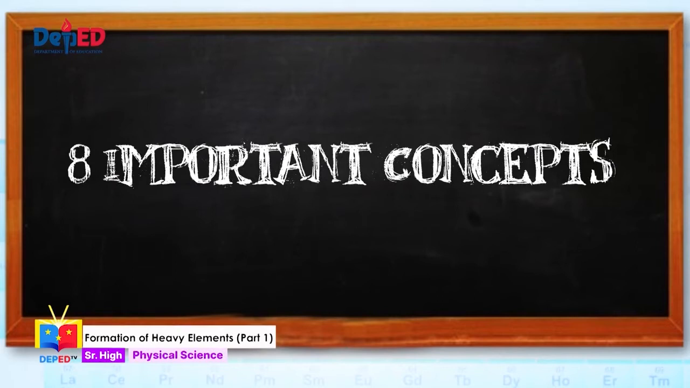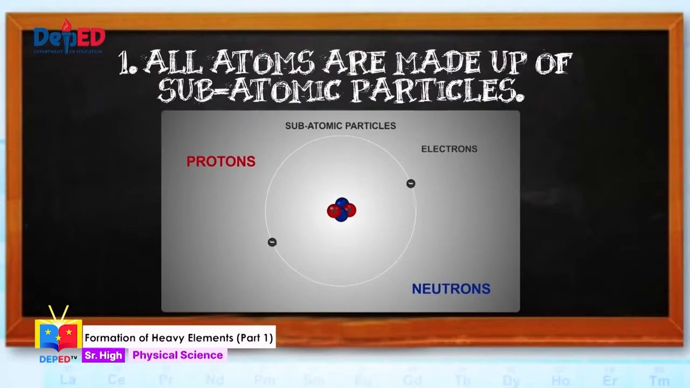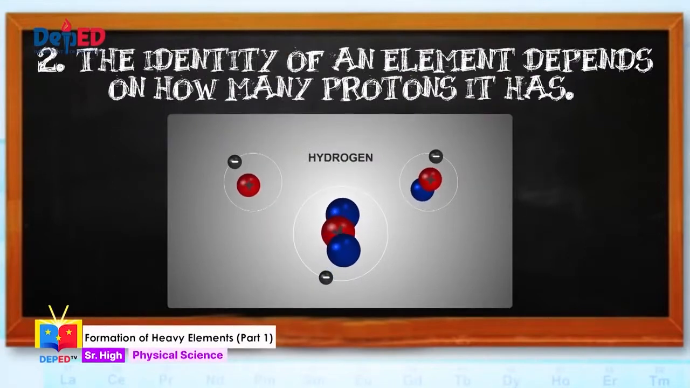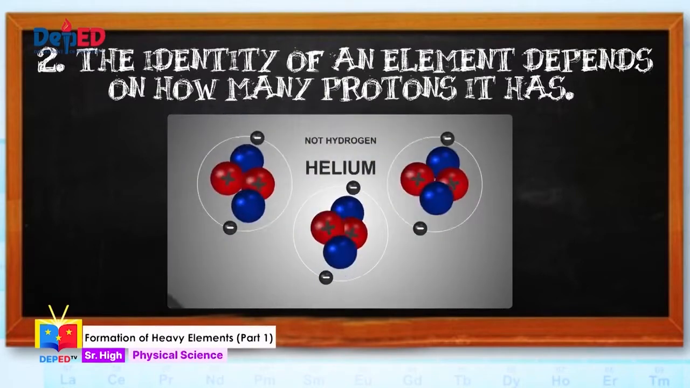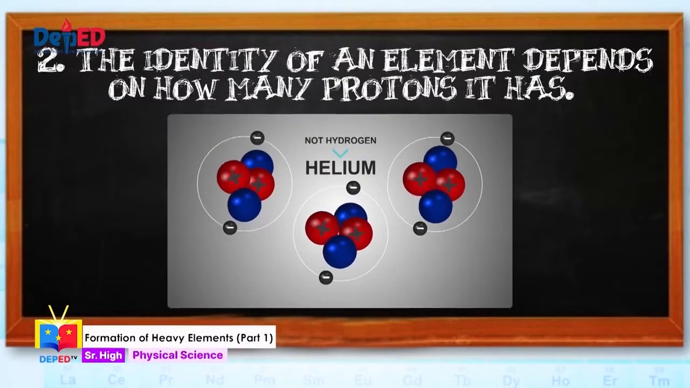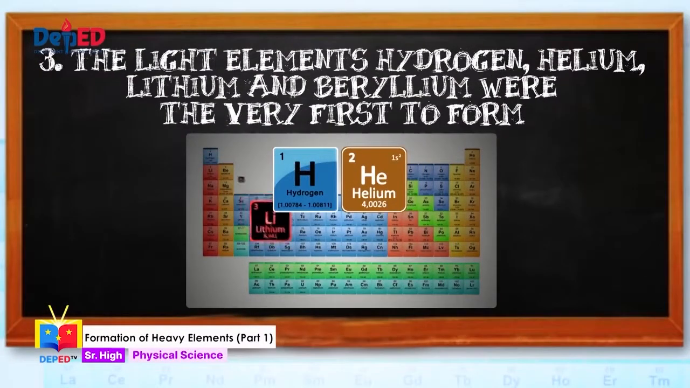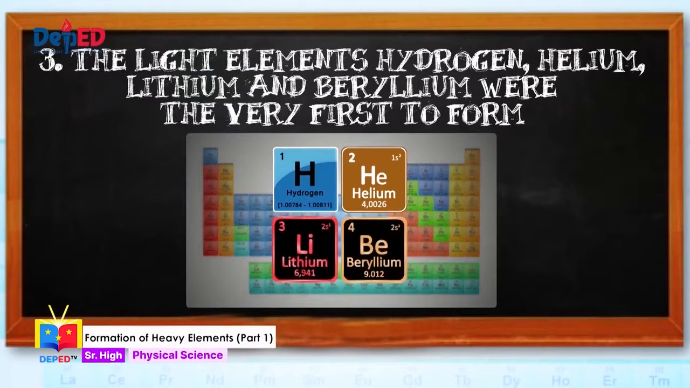At the beginning, we reviewed 8 important concepts that will help us understand how elements were formed. These are: Number 1. All atoms are made up of subatomic particles called protons, neutrons, and electrons. Number 2. The identity of an element depends on how many protons it has. Just look at the total number of protons that an atom has and you will know what type of element it is. Number 3. The light elements hydrogen, helium, lithium, and beryllium were the very first atoms to form.